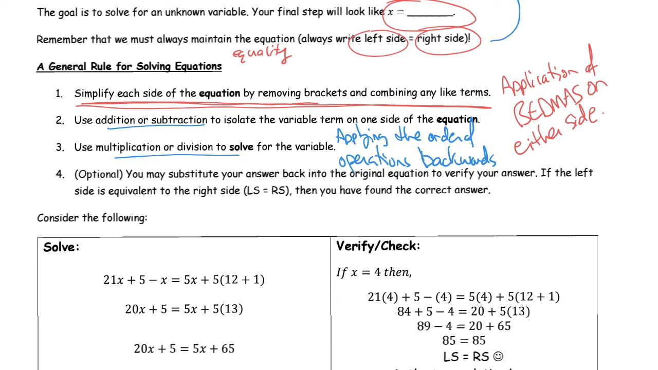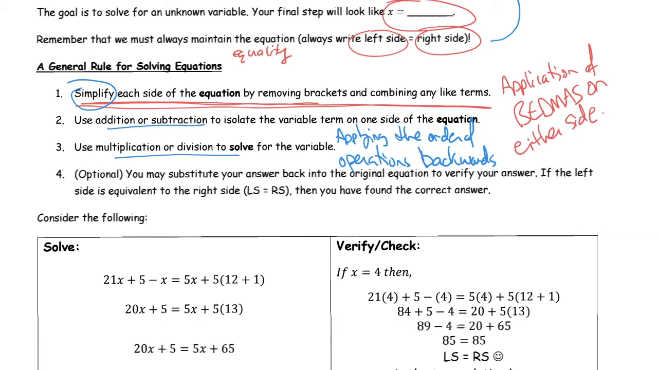Just to be clear, the very first thing we're going to do is simplify, and that is going to be the application of the order of operations on either side of the equation, separate from each other, just to simplify the expression. But then, once we start the process of solving, we're actually going to apply those order of operations in the reverse order to undo the work that's being done right there.